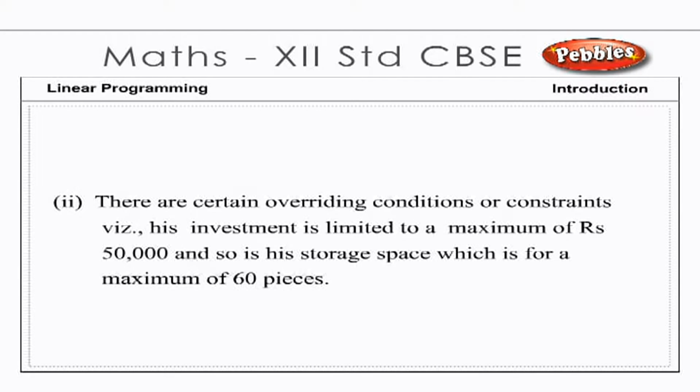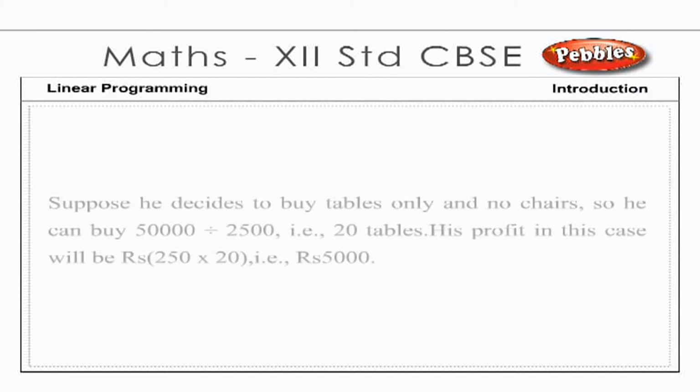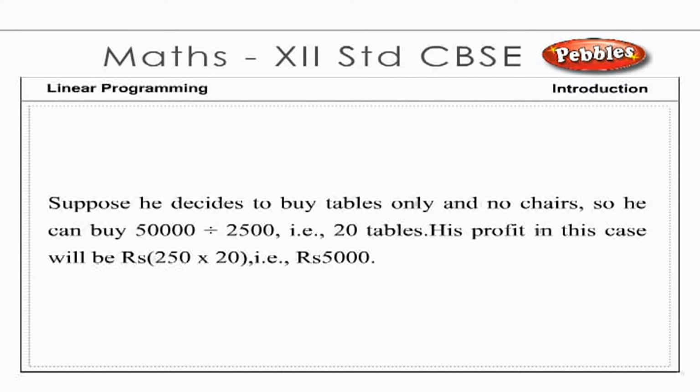Second, there are certain overriding conditions or constraints, that is, his investment is limited to a maximum of rupees 50,000 and so is his storage space, which is for a maximum of 60 pieces. Suppose he decides to buy tables only and no chairs, so he can buy 50,000 divided by 2,500, that is 20 tables. His profit in this case will be rupees 250 into 20, that is rupees 5,000.